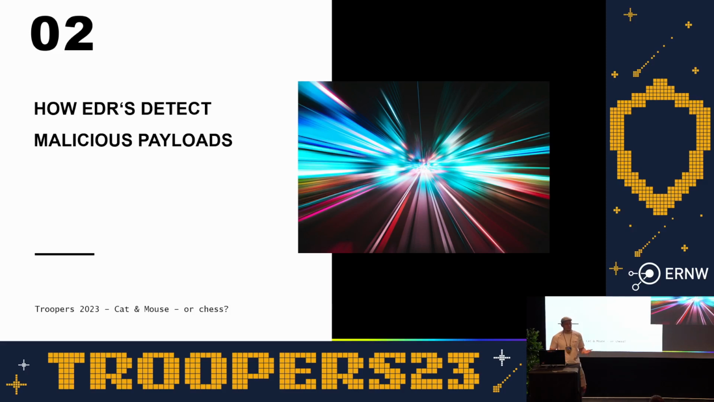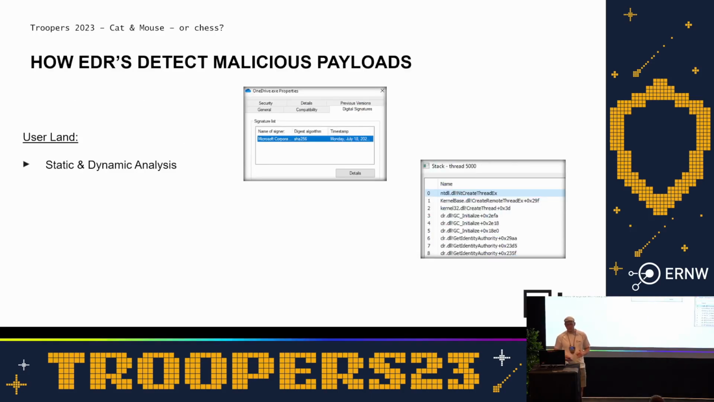So how do endpoint detection and response systems, or EDR systems for short, actually detect malicious payloads? What are they doing under the hood? On the one hand, there are Userland-based detections. Userland means all processes that run in the context of a user and not of the operating system itself. EDRs can do static analysis, so they can check the file, do a signature scan, check the properties, certificates, the metadata, and so on.